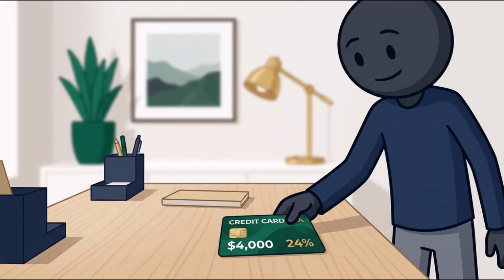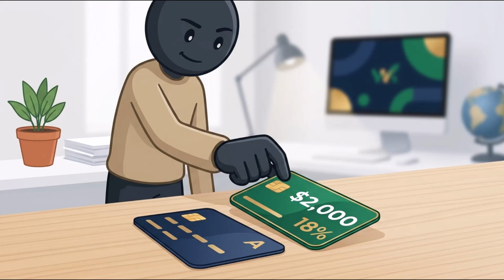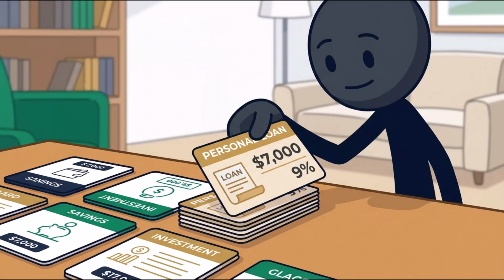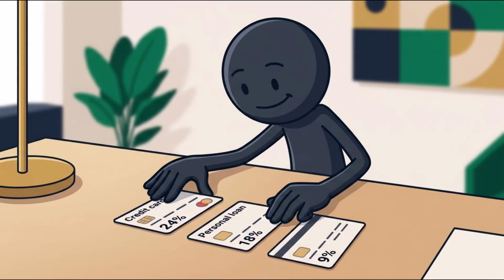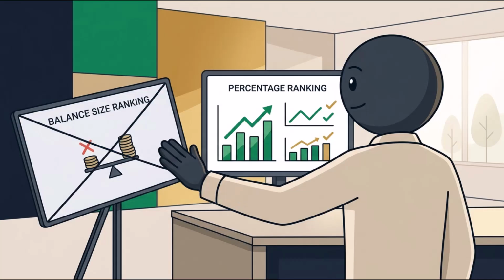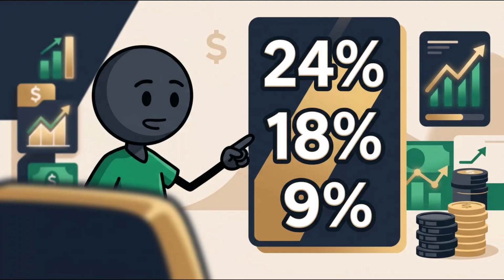For example, credit card A, $4,000 at 24%. Credit card B, $2,000 at 18%. Personal loan, $7,000 at 9%. Second, arrange the debts from the highest interest rate to the lowest. Do not rank them by balance. For the avalanche method, the interest rate determines the order.